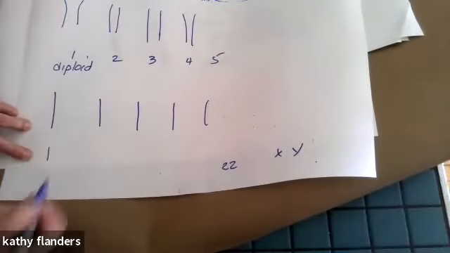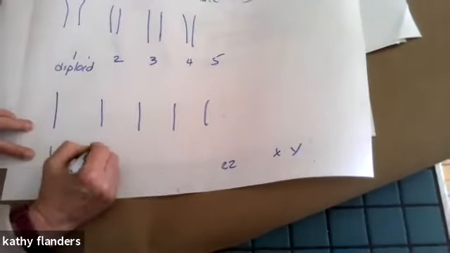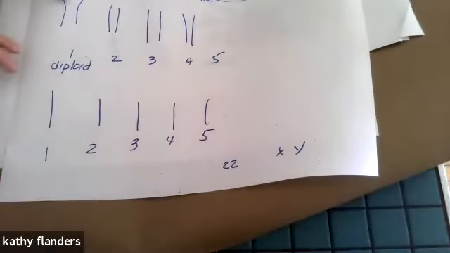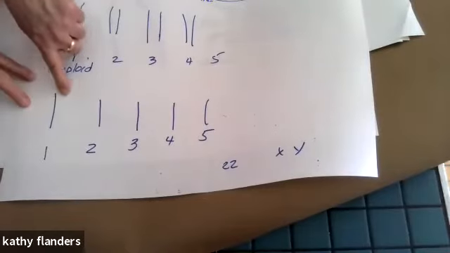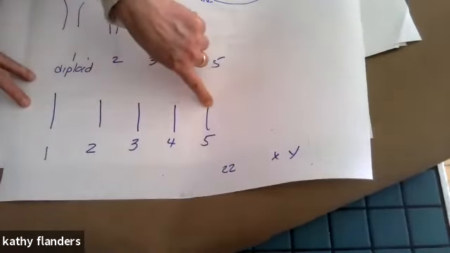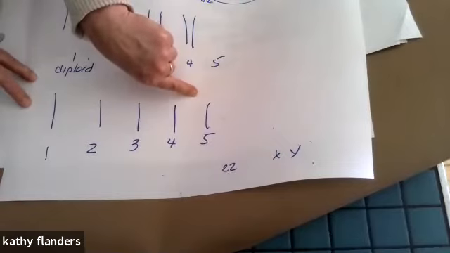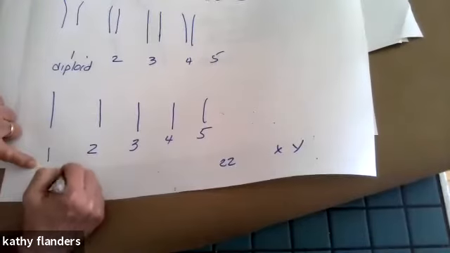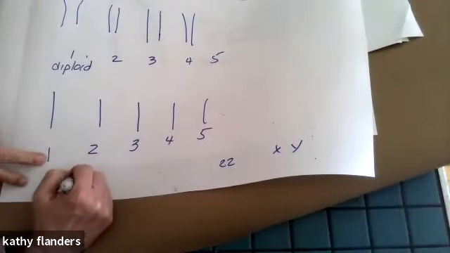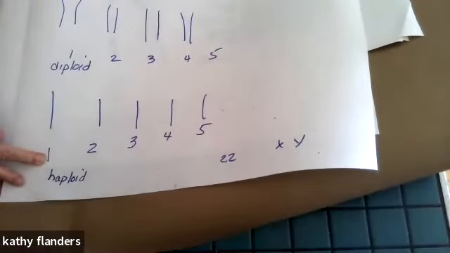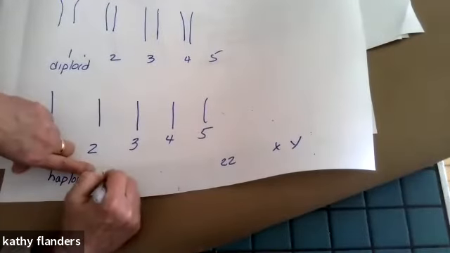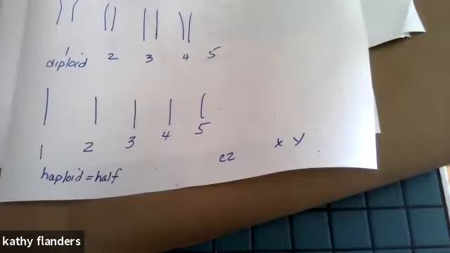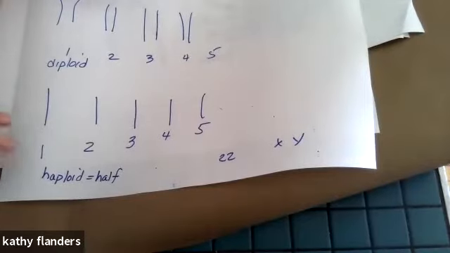What happens if this was my chromosome 1, and this was my chromosome 2, 3, 4, and 5, etc.? This is haploid. Hap and half. Hap, H-A-P, is the word, but think of it as half of the number. So haploid equals half.